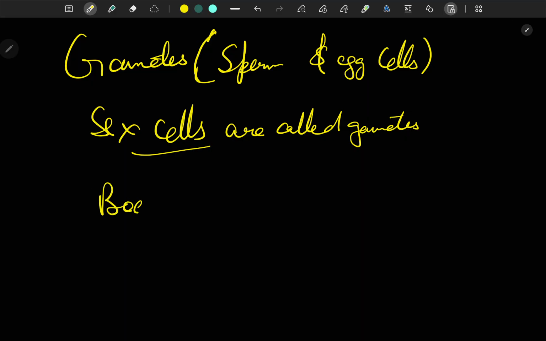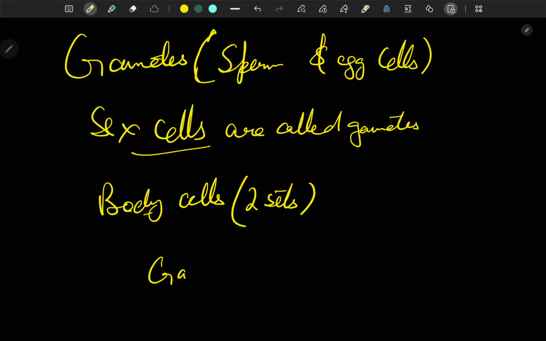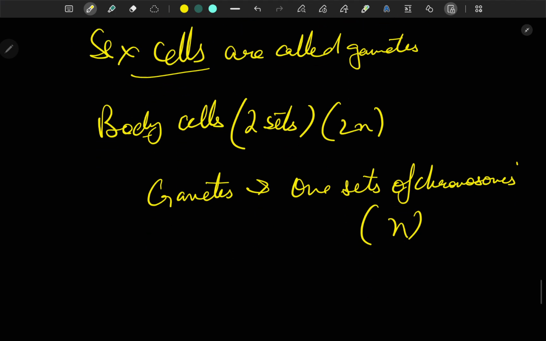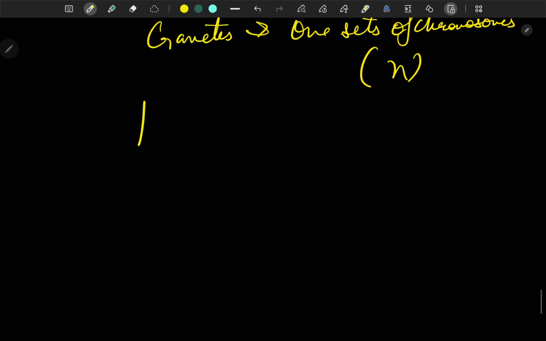In body cells, there are two sets of chromosomes, while gametes have only one set of chromosomes, which means n number of chromosomes. That's why they are called haploid, which means n.